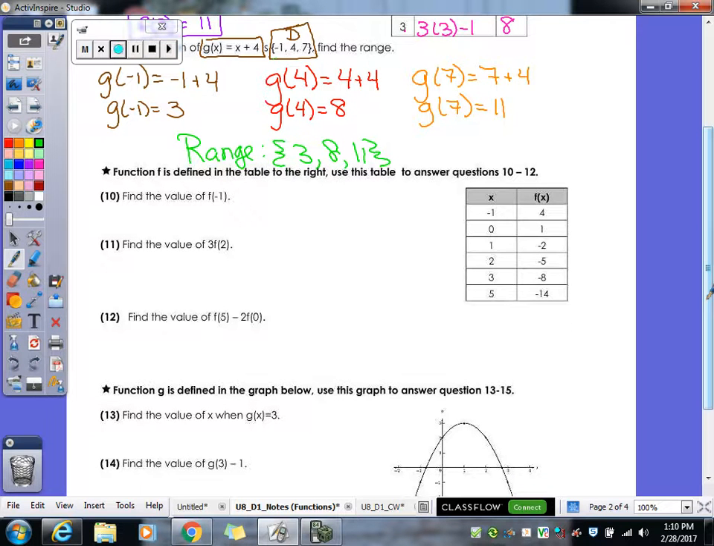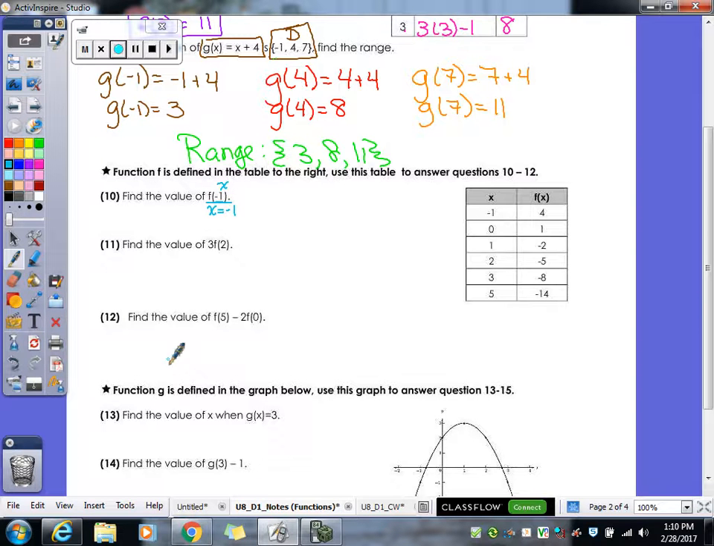Alright, so now this middle part gets a little bit different, and some people struggle with it a little bit because it is different than what we've done before. So this is telling us to find the value of f of -1. What they did this time is they gave us a table of values as opposed to an equation. So again, we have to remember what letter is normally in those parentheses. An x. So this means we're looking for when x is -1.